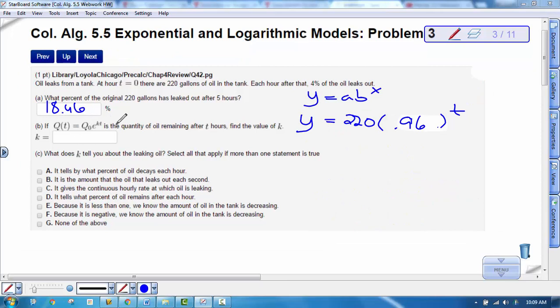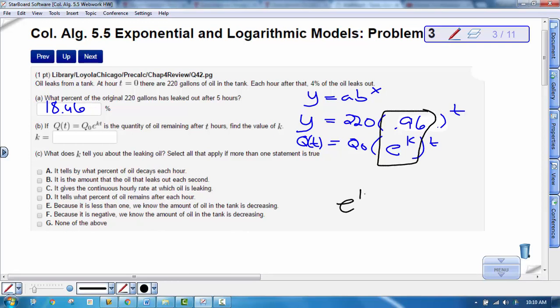Okay, the next problem wants us to take this formula and use it instead. So instead of y, we use q of t. Instead of a, we'll use q sub 0. And instead of 0.96 or b, we'll use e to the k. All right, so basically what we just need to do is compare this e to the k equals 0.96. So set e to the k equals 0.96 and then solve. I would take the natural log of both sides so that you get k equals the natural log of 0.96, which gives you about negative 0.0408.